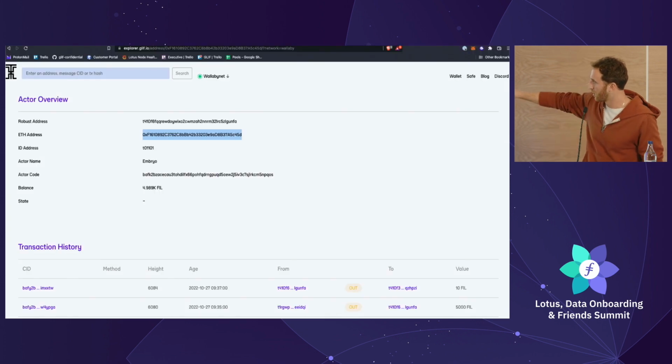Same with the Explorer. Now on the Explorer, this is a little hard to see, but you can see I've searched for this address, an Ethereum address, on our Filecoin Explorer, right?